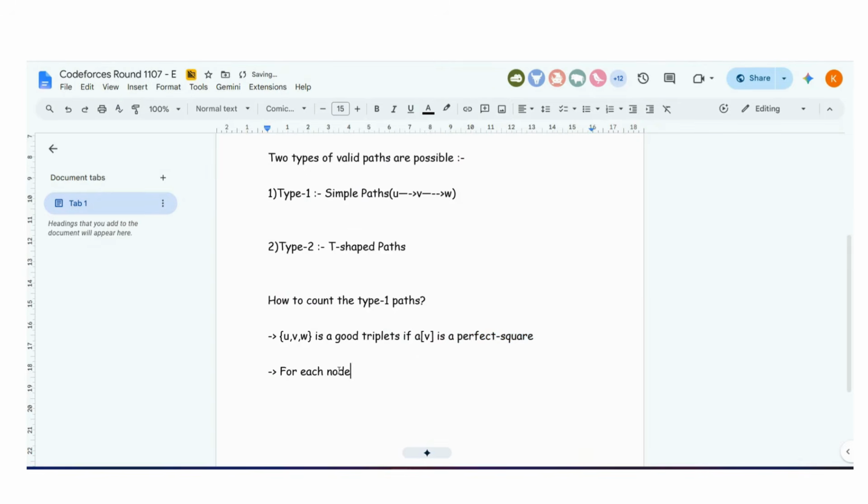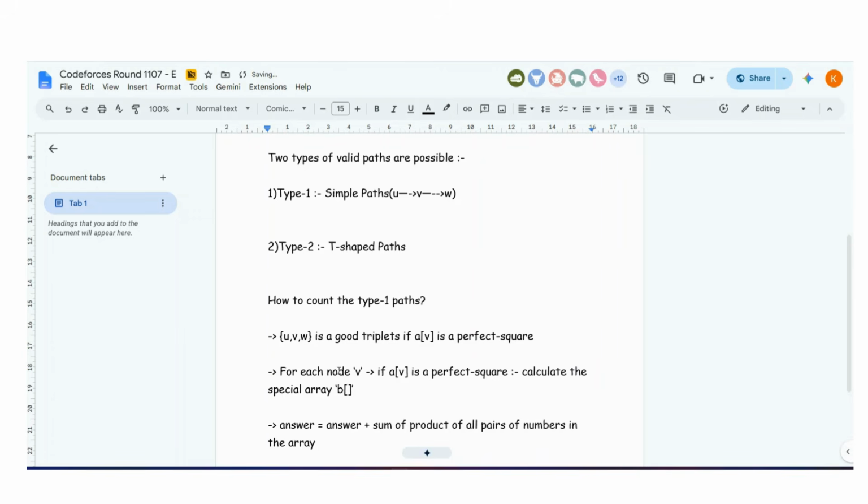For each node v, if a of v is a perfect square, calculate the special array b. So the answer will be what? The sum of product of all pairs of numbers in the array b.